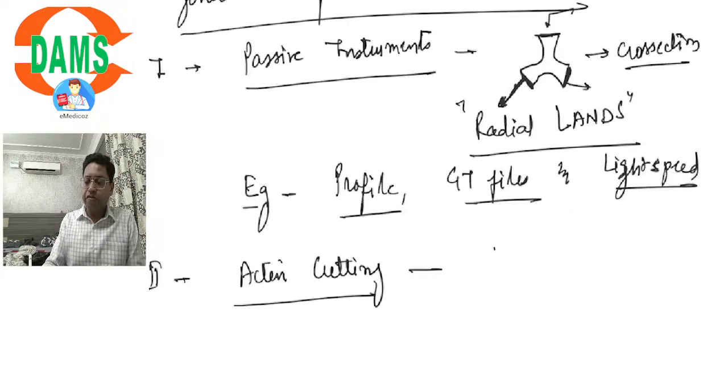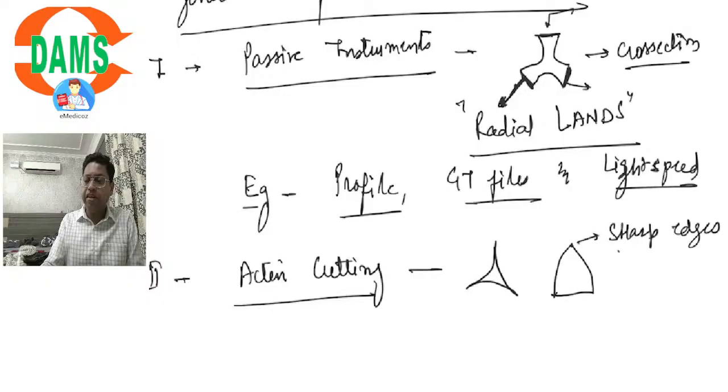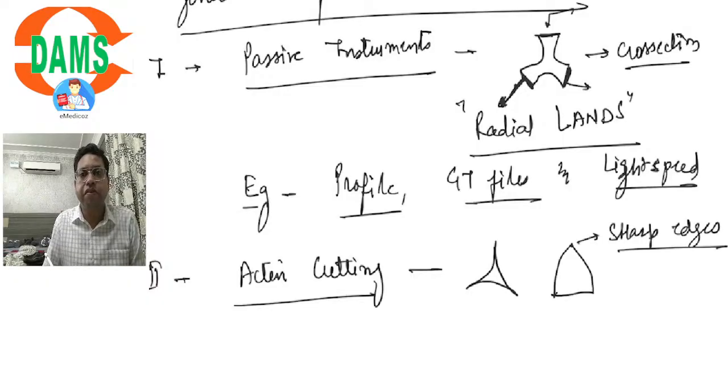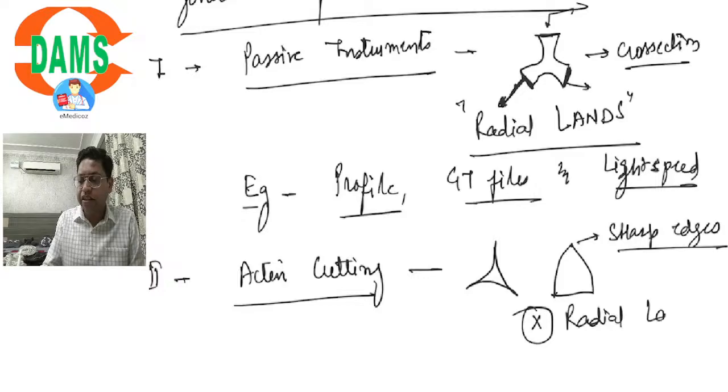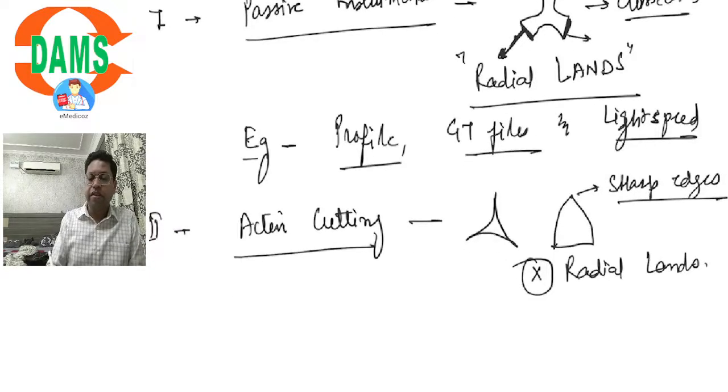An active cutting instrument would have a cross section like this or this. You can see there are sharp edges on the blade that make them actively cutting. Whenever they rotate inside the root canal, they actively machine the dentine inside the root canals. And as the blades are sharp, there are no flat ends, so they do not have any radial lands. They are the active cutting second generation of nickel titanium instruments.